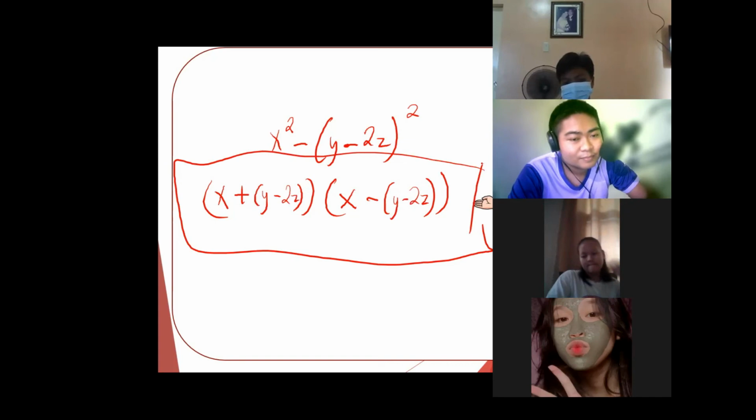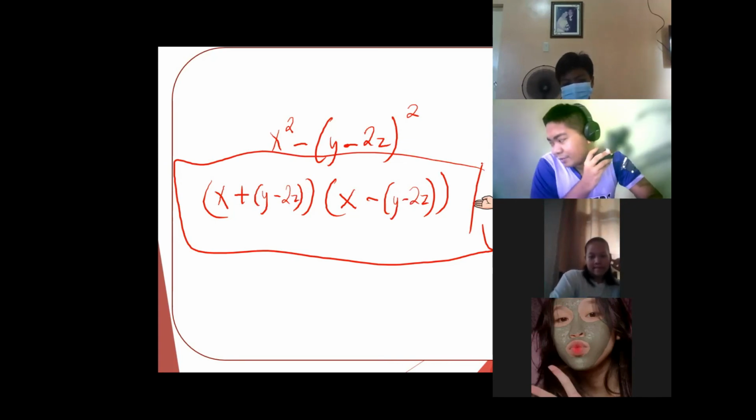Intindihan ba? Yes, sir. Okay. So that is factoring difference of two squares.